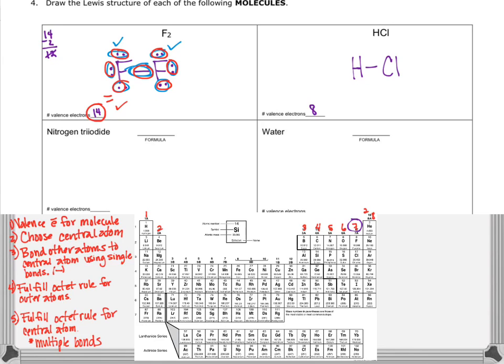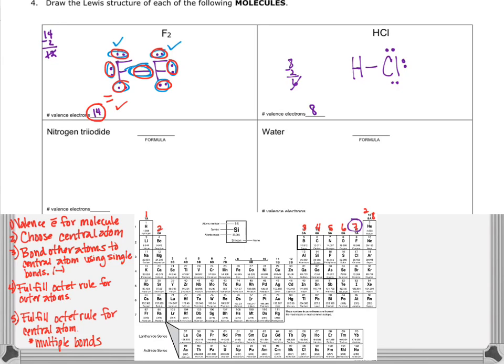So now I have to make sure I've used up 2 electrons, so 8 minus 2, I have 6 left. So chlorine will take on these 6. 3, 4, 5, 6. Alright, so now what do I look at? Is hydrogen happy with 2? Yes. Is chlorine? We have 2, 4, 6, and 8, so chlorine's happy too.